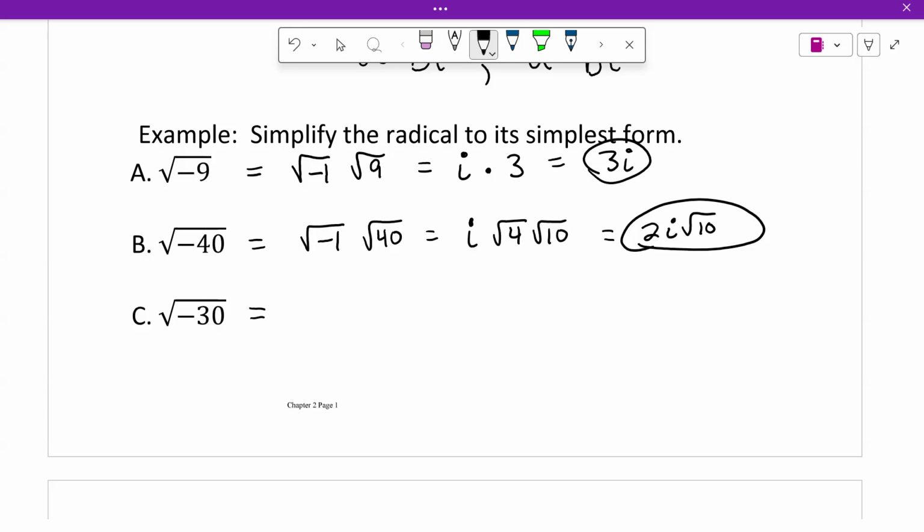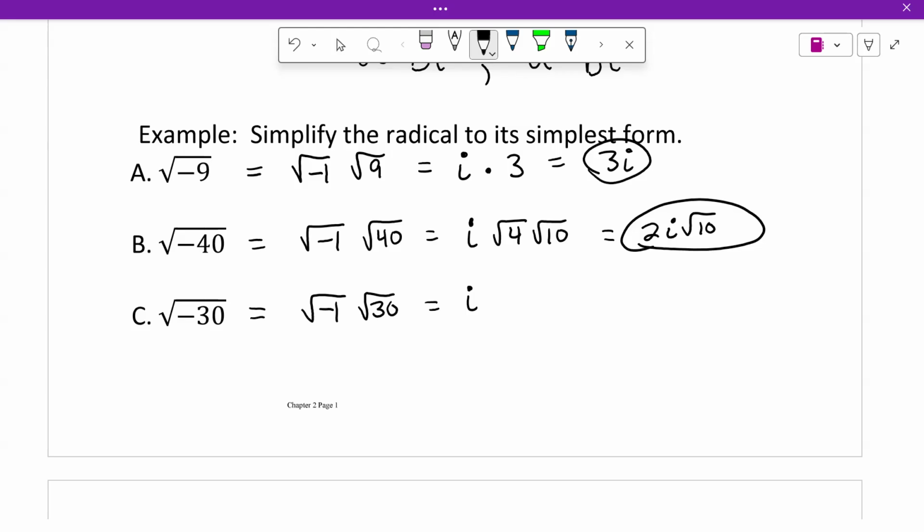Okay, C, what's the first thing you do? Poke out the i. There you go, Paisley. So it's the square root of negative 1, square root of 30. What's a perfect square that goes into the square root of 30? Perfect square numbers are 1, 4, 9, 16, 25, 36, and so on.